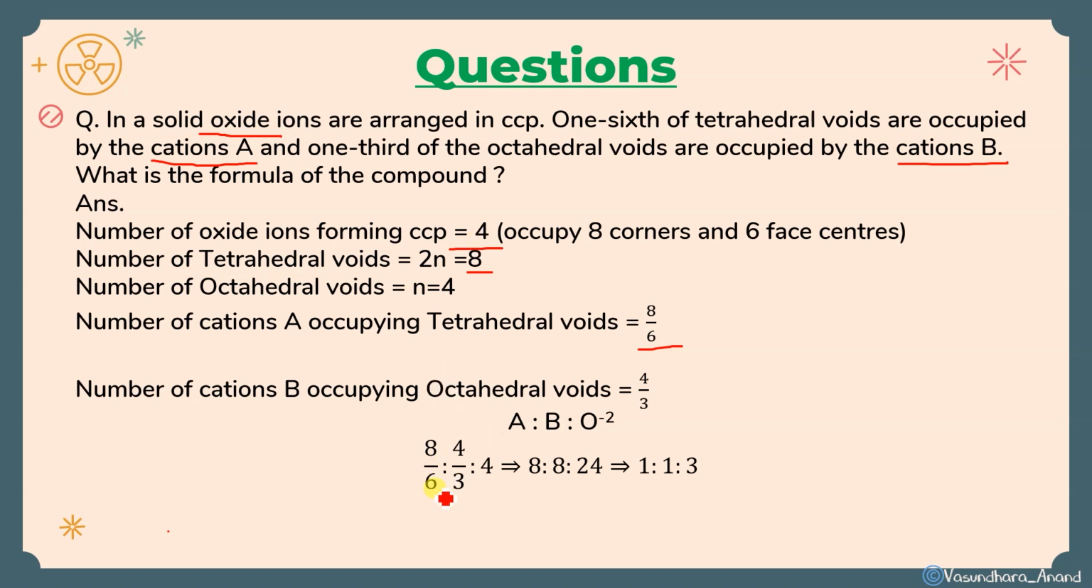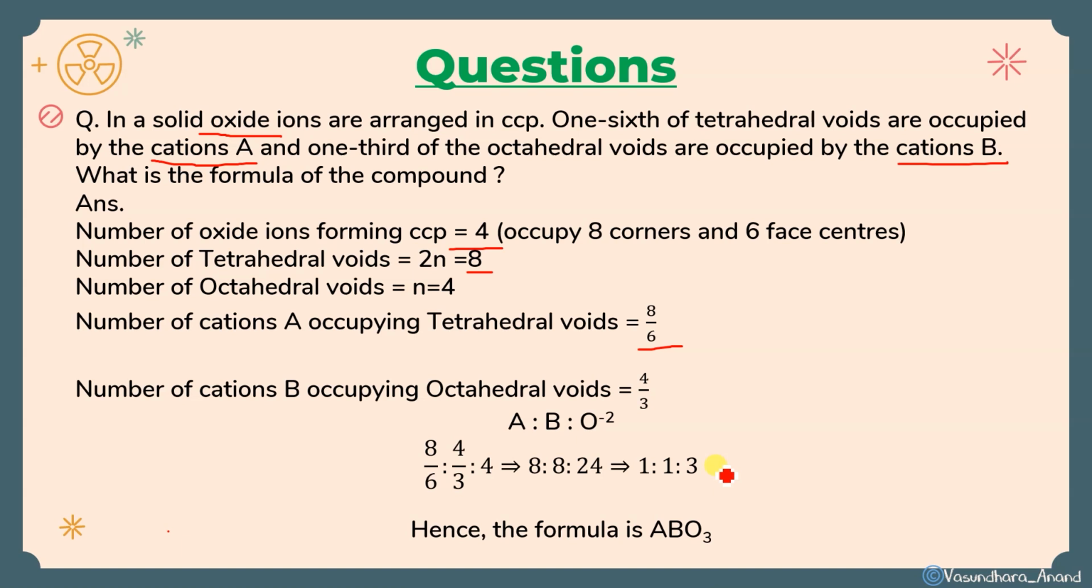Okay, so just make it simpler. Multiply by 6 to all. So this will be 8, this will be 8, and this will be 24. Again simplify, it will be 1 : 1 : 3. So the formula will be ABO3. Got it? Any doubt in this?